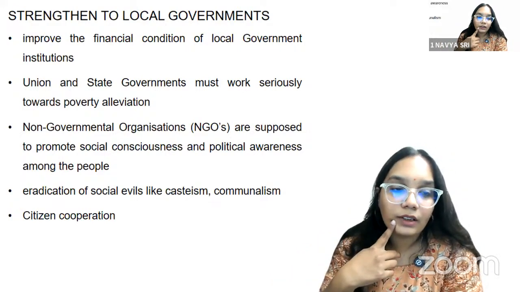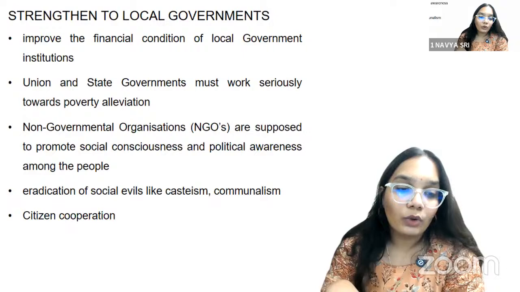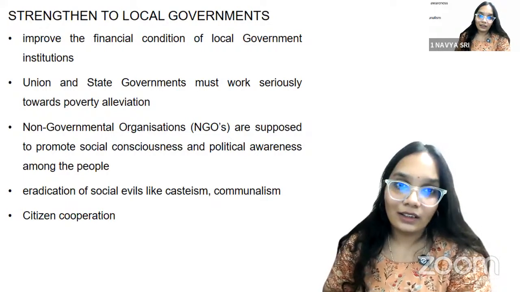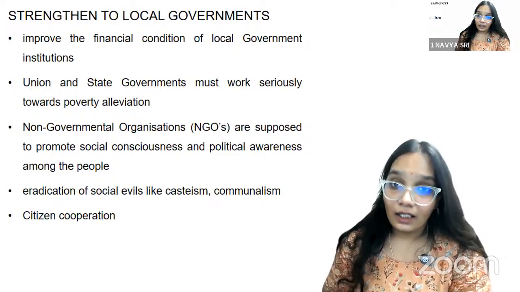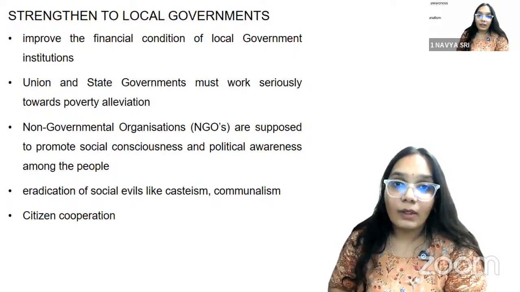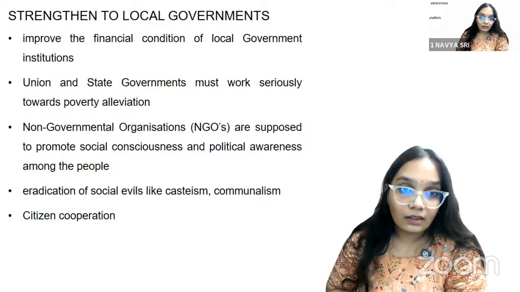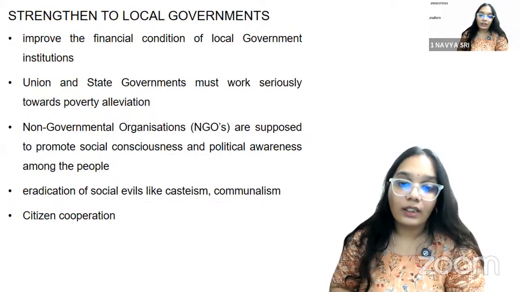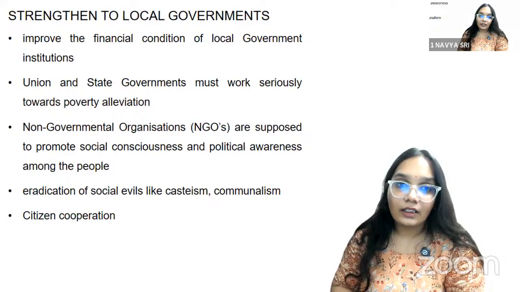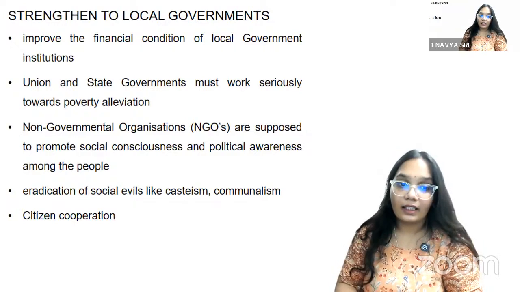Then the union and state governments must work seriously towards poverty alleviation. Then non-governmental organizations are supposed to promote. See, in local self-government, the NGOs also are requested to take part because they are at the grassroots level, and NGOs can reach the citizens from a better position and help the citizens understand their rights. So NGOs are also supposed to promote social consciousness, political awareness among the people, and eradication of social evils like casteism, communalism, and gender bias or discrimination based on language, sex, race, etc.